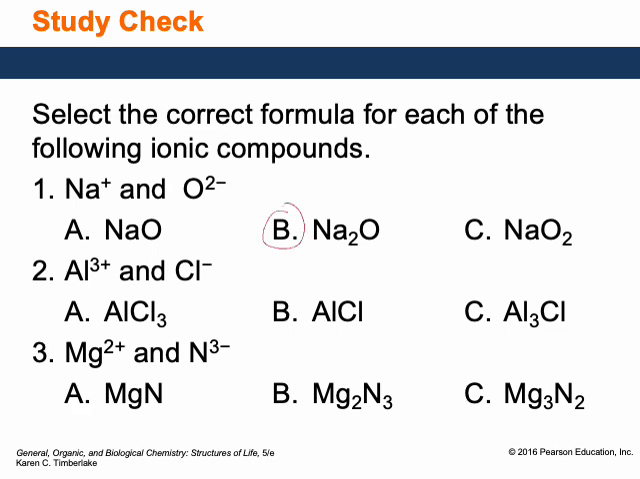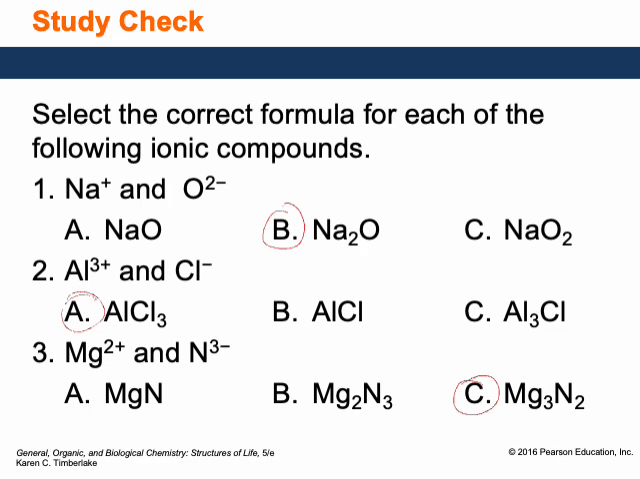Al3+ and Cl-, crossing over the charges, would give you Al1Cl3, so AlCl3. The answer is A. Mg2+ and N3-, crossing over the charges, would give you Mg3N2. So Mg3N2 is C, so the answer is C right here.